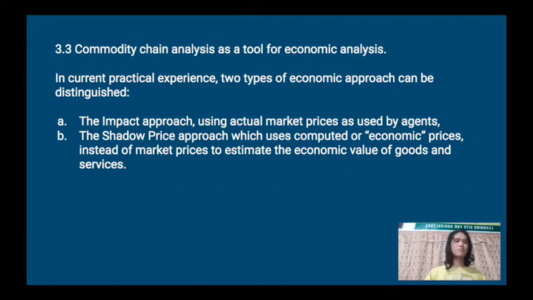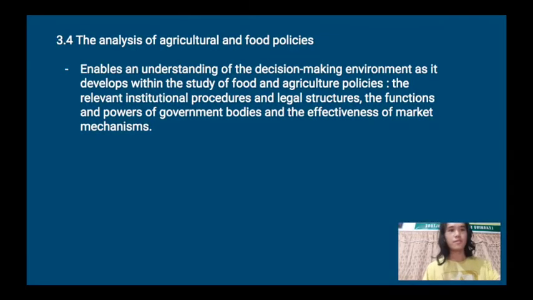So that's 3.2. And then 3.3, we have commodity chain analysis as a tool for economic analysis. In current practical experience, two types of economic approach can be distinguished. First, we have the impact approach. The impact approach uses actual market prices as used by agents, whilst the shadow price approach uses computed or economic prices instead of market prices to estimate the economic value of goods and services.